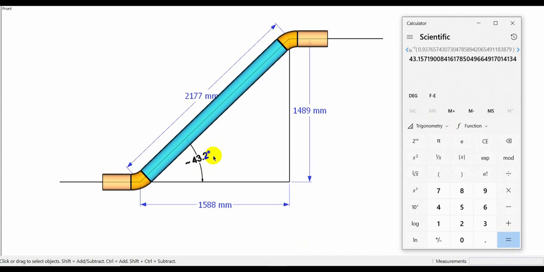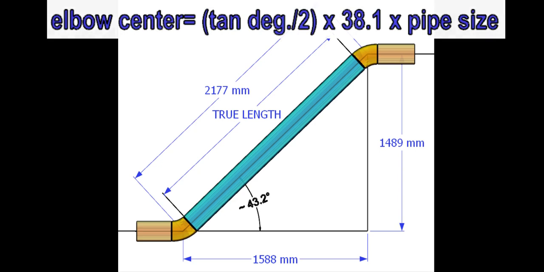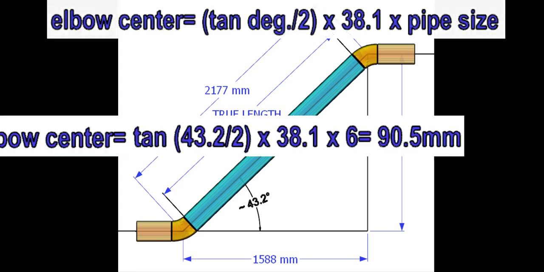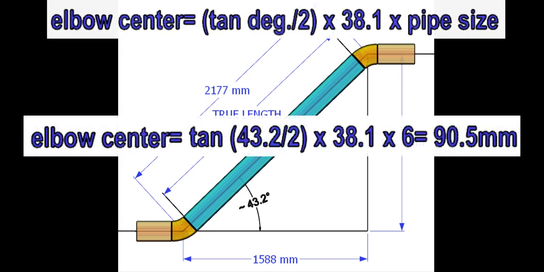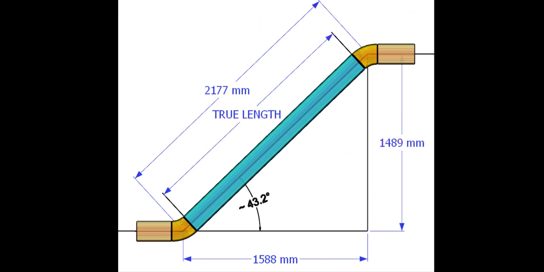Now we need to calculate the elbow center to determine the true length of the pipe. Assume the pipe size is 6 inches. The elbow center formula is degree tan divided by 2 into 38.1 into pipe size in inches. The elbow center is 90.5 millimeters.